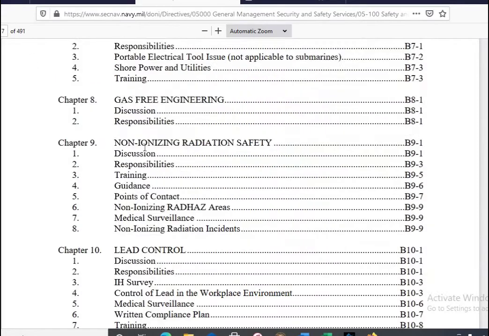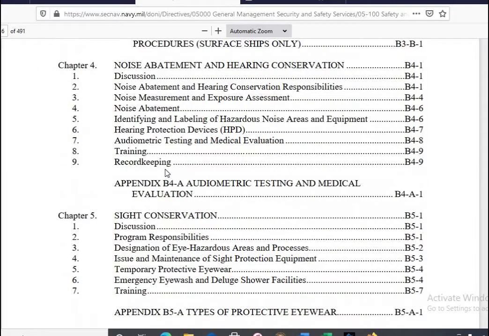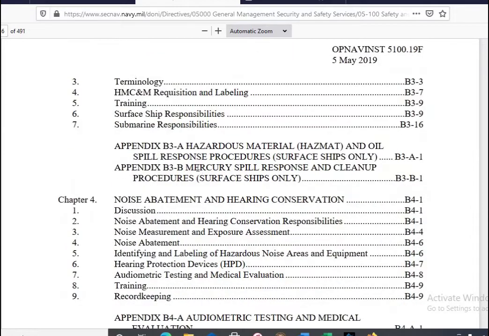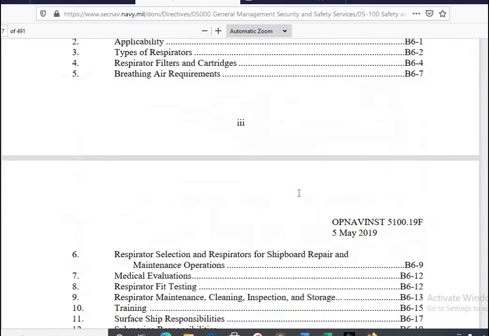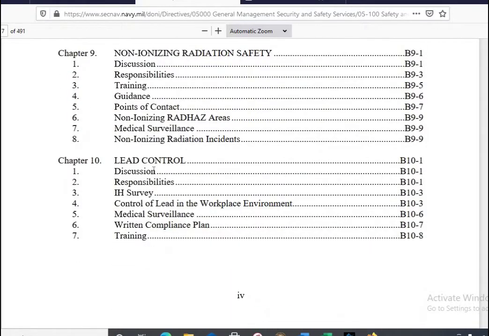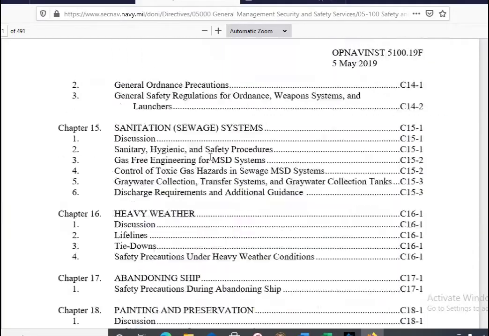So chapter Bravo 10. First we're looking for chapter section Bravo, which is section B, measured hazard specific elements. So hazard specific, and 10 lead control. So what is chapter B10 of OpNav instruction 5100.19 Foxtrot? Lead control. So let me go ahead and scroll down to that.